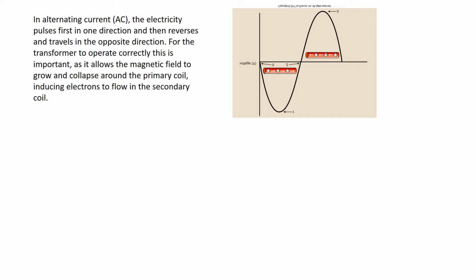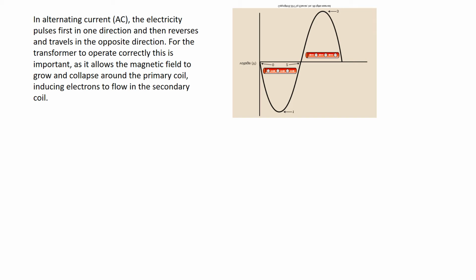If we continue reading, for the transformer to operate correctly, this is important. Remember, as the electricity is going through the primary coil, it's allowing a magnetic field to grow around the coil, and then it's going to collapse as the electricity reaches the other side, and then it's going to turn around.